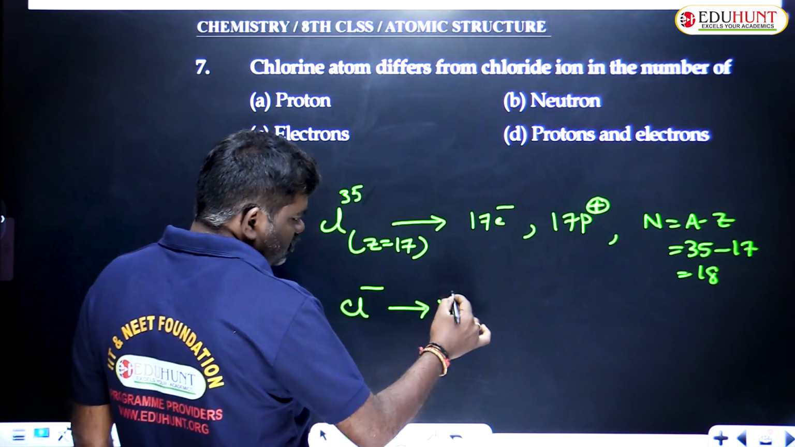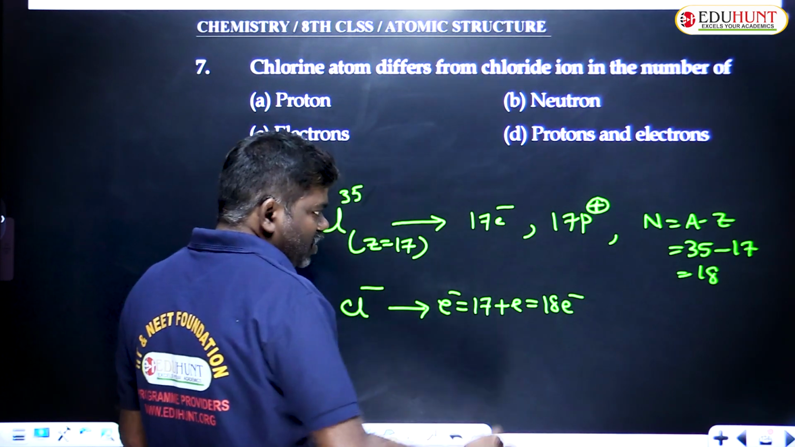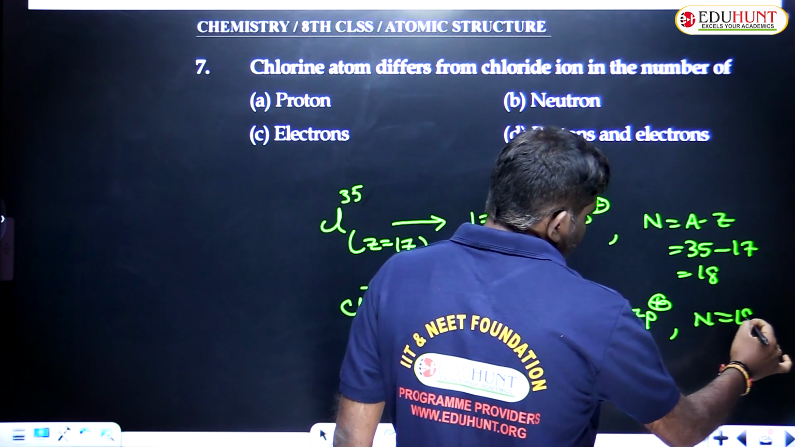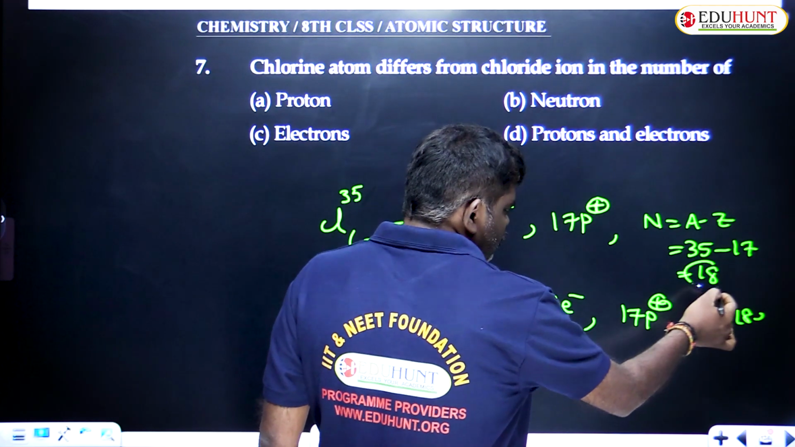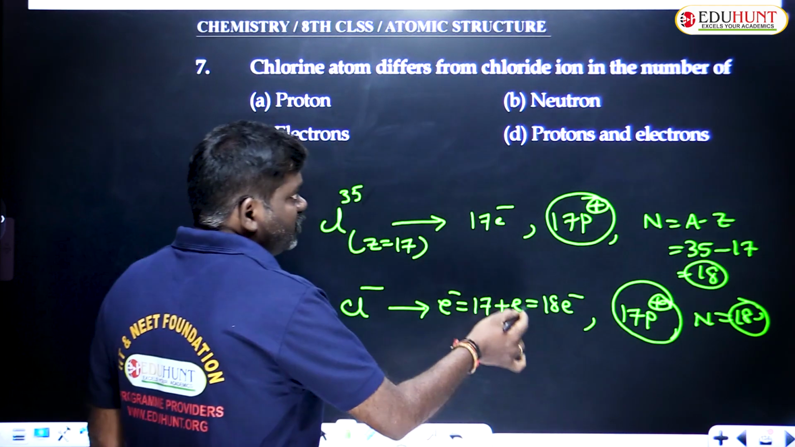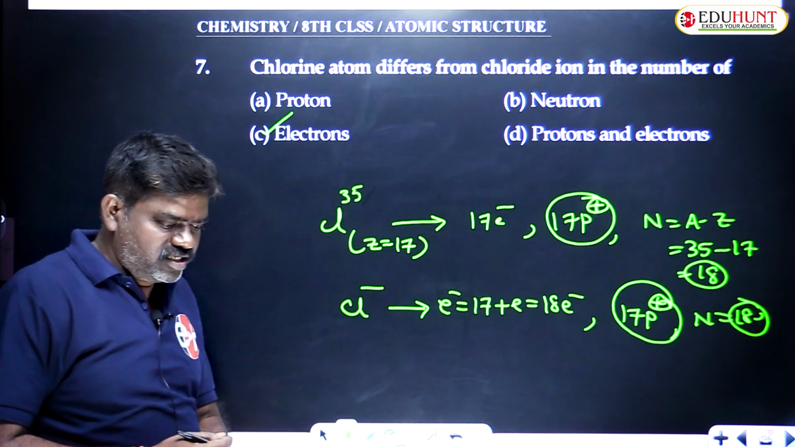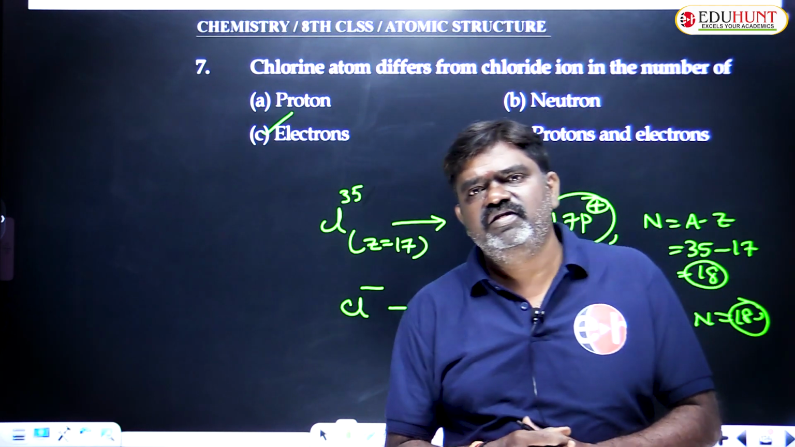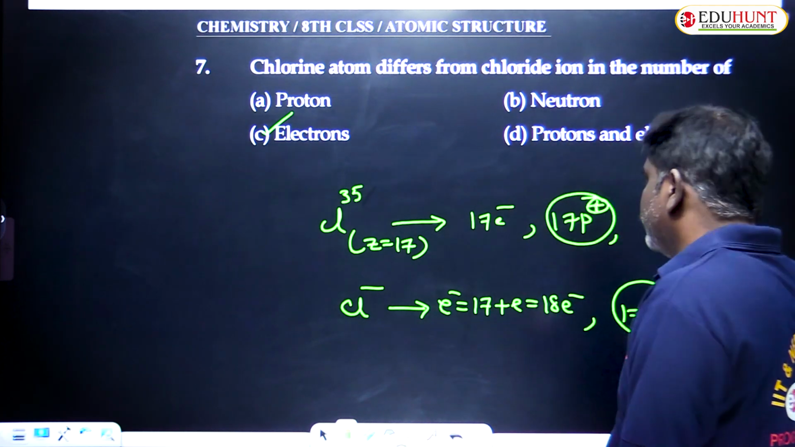In the case of the chloride ion, the electrons are 17 and it takes 1 electron, so a total of 18 electrons are present. How many protons? 17 protons. How many neutrons? 18 neutrons. So there is no difference in the neutrons or the protons, but the difference takes place only in electrons. So the answer is the third option. Understood? Atoms and their ions differ only in electrons, not in protons or neutrons.